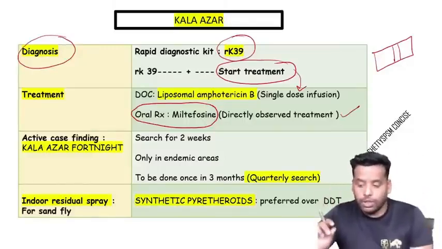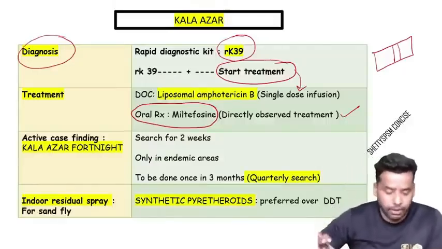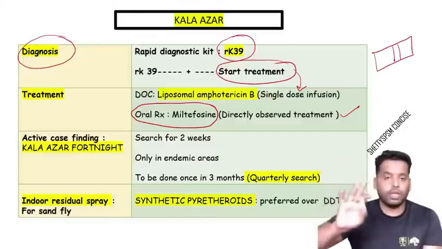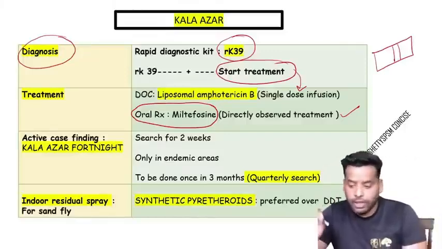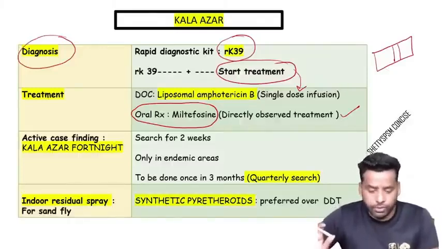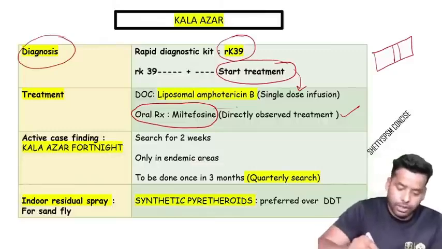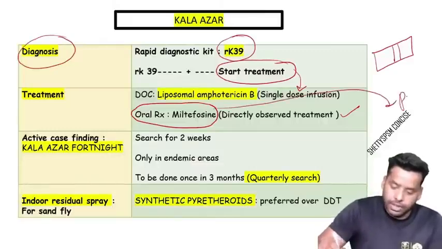What is the oral drug for Kala-Azar which is given under observation? That means directly observed treatment I am asking. Miltefosine. Miltefosine is not the drug of choice for Kala-Azar. Miltefosine is the drug of choice for post-Kala-Azar dermal leishmaniasis.